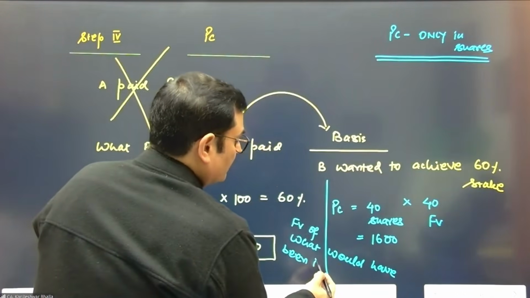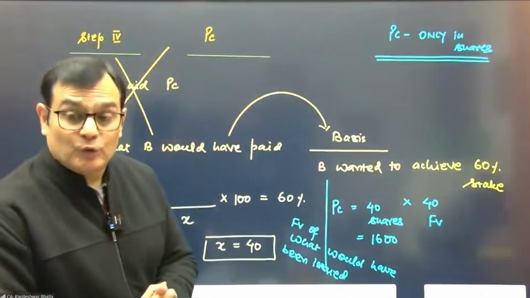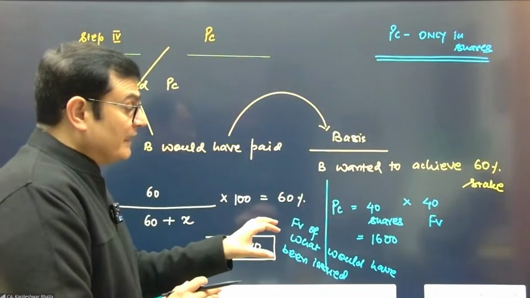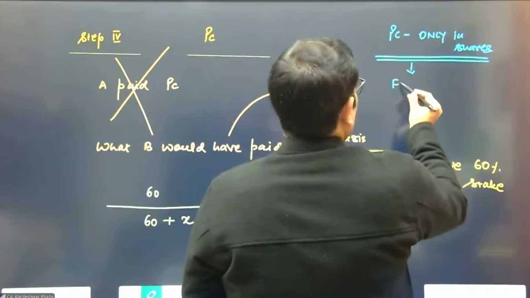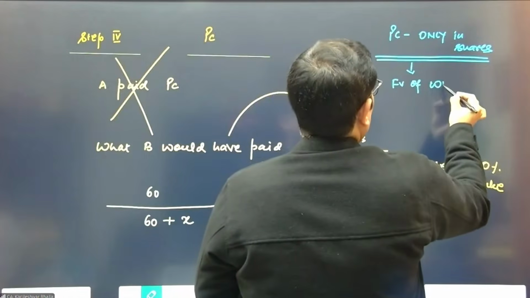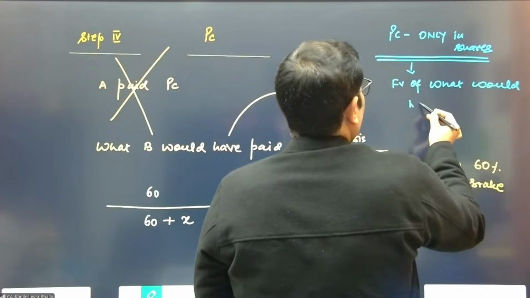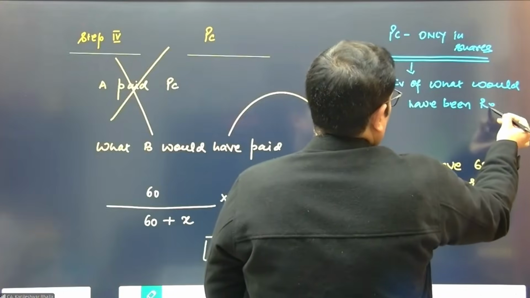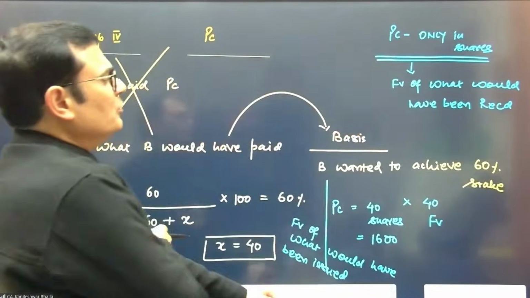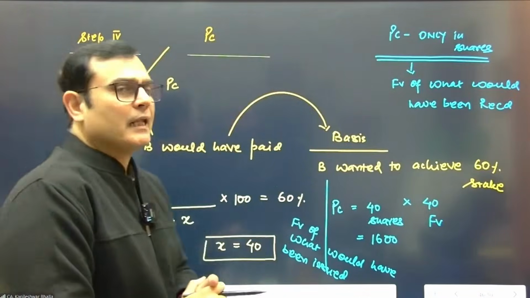So they say that don't consider this as a PC. When the PC is only in shares, instead of taking what would have been issued, you should consider the fair value of what would have been received. Now you would say, what does this mean? What is B Limited going to get? If he issues these shares, what is he going to get in return? I'll explain.